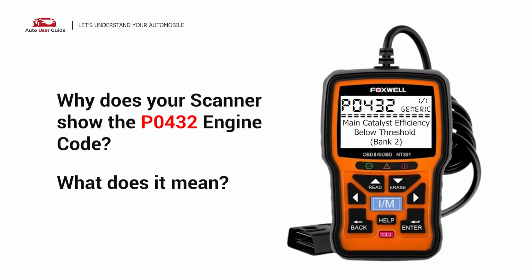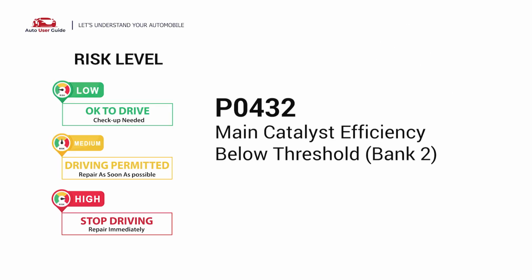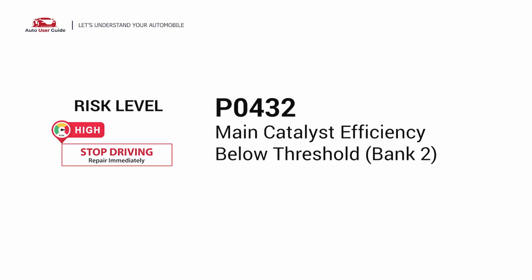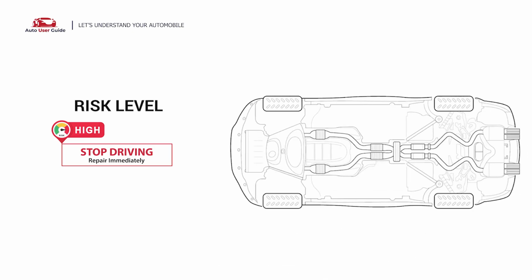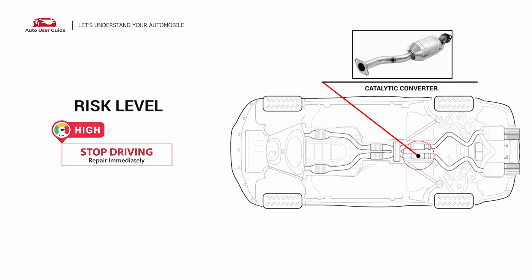Why does your scanner show the P0432 engine code? What does it mean? P0432 is a diagnostic trouble code for main catalyst efficiency below threshold, bank 2. The P0432 engine code indicates the catalytic converter on bank 2 is not efficiently converting harmful exhaust emissions into safer gases, as detected by the vehicle's computer. Under this circumstance, stop driving and repair your vehicle immediately.